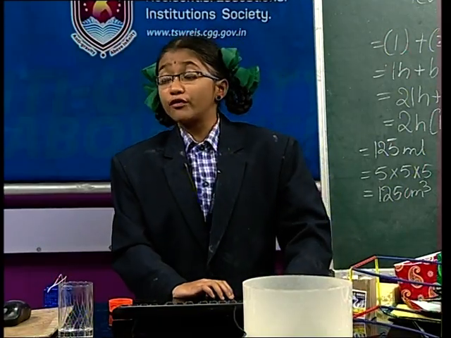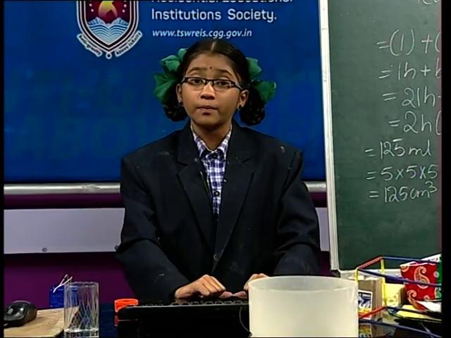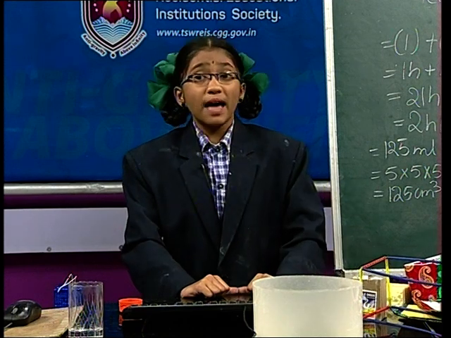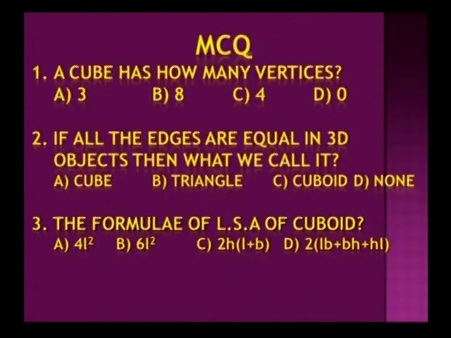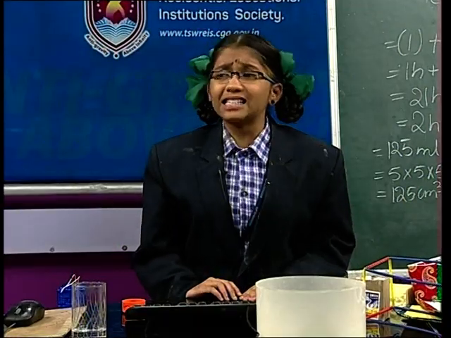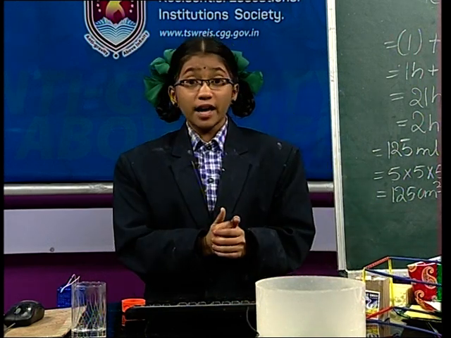So, the next question is, if all the edges are equal in a 3D object, then what is it called? Cube, triangle, cuboid, or none? Very good. Cube. Why? Because in a cube all sides are equal. That's why all dimensions are equal.